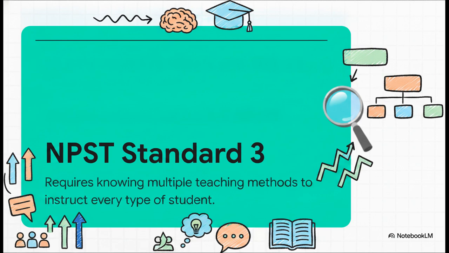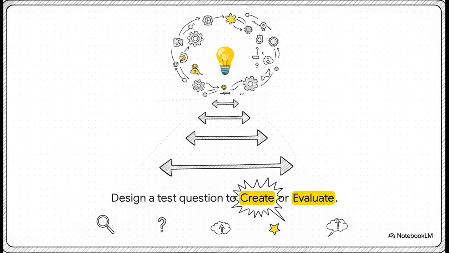Standard 3 specifically demands proficiency in instructional planning and strategies. It explicitly states that you must know multiple teaching methods so you can actually reach every single type of student sitting in your classroom. So, to scaffold this theory into reality, here's your next action step.